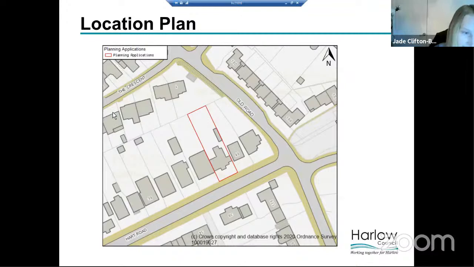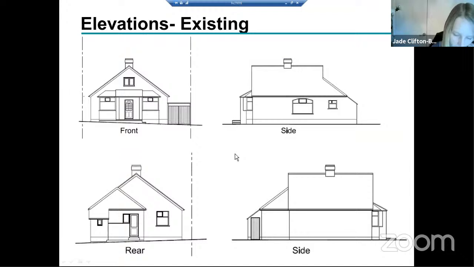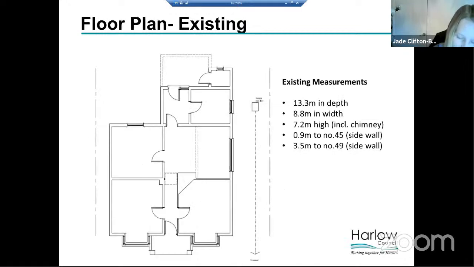To the west of the application site is number 45, and to the east is number 49, which is a 2-storey dwelling. The application site comprises a dilapidated bungalow with landscaping and 1 parking space to its front with a garden to its rear. This slide shows its elevations as existing. This slide shows the existing floor plan and the existing dimensions of the dwelling and its distances to the side walls of the neighbouring properties. A comparison table between the existing and proposed measurements will be shown in a moment.